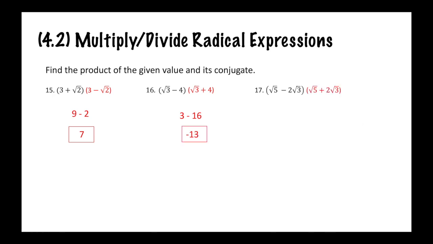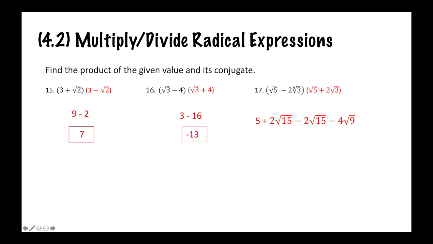And then for 17, again, root 5 times root 5, I'm going to get just 5. Root 5 times 2 root 3, I can skip that because I do know that my middle two should end up canceling, but in this case I did write it out. Root 5 times 2 root 3 is 2 root 15. Negative 2 root 3 times root 5 is negative 2 root 15. So again, these are going to cancel as expected.